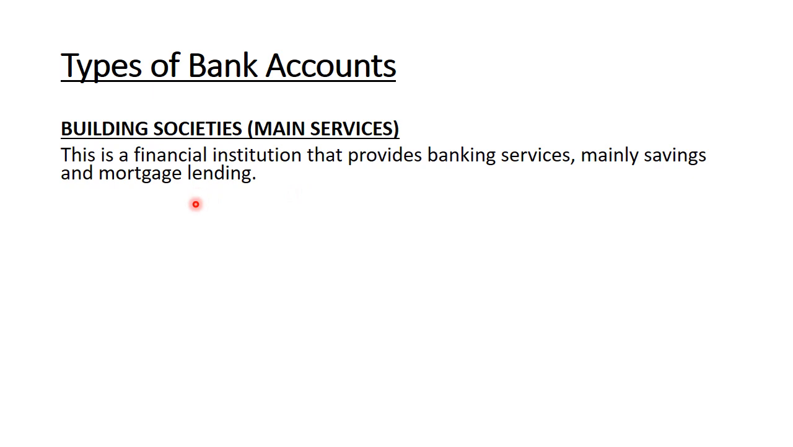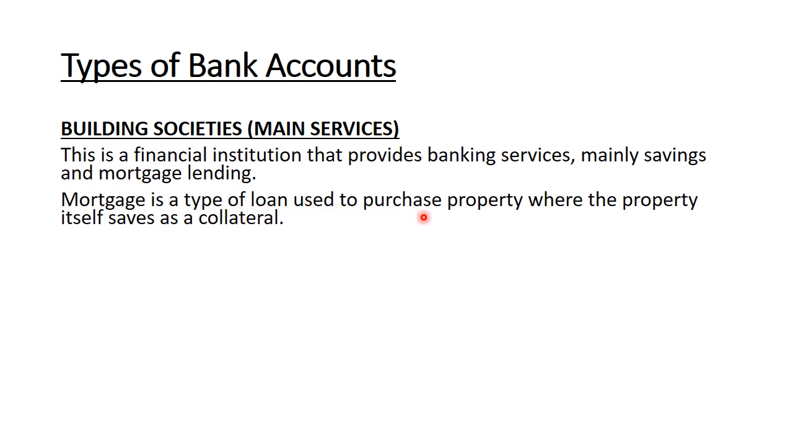Okay, what is a mortgage? A mortgage is a type of loan used to purchase property where the property itself serves as collateral, meaning that when you get a loan, that loan can be given to you if you want to buy something like a house. Once you get that loan and buy a house, in case you fail to pay back the loan, then they are going to get the same house. The bank, in this case the building society, is going to get the house. Okay, so that's what a mortgage is.